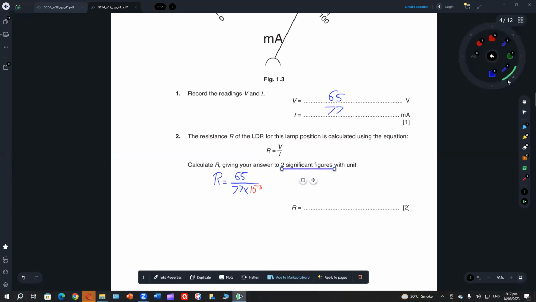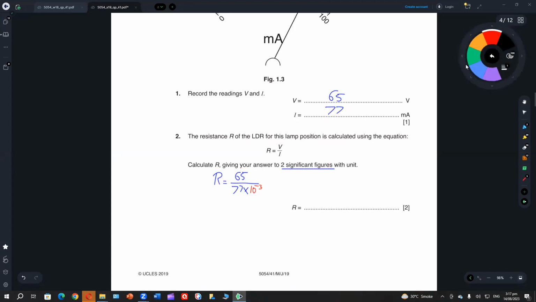Is voltage not 6.5? It's 6.5. I just tried to put the decimal, but I think I'm not getting it. It's 6.5, not 65.